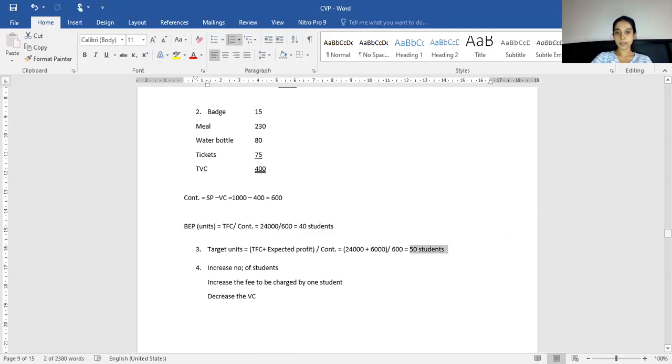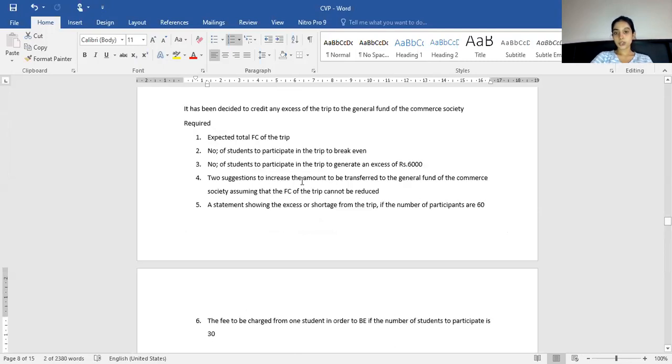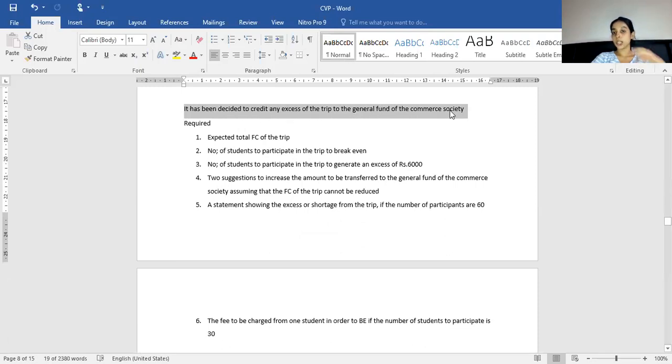Okay. And then two suggestions to increase the amount to be transferred to the general fund of the Commerce Society, assuming that the fixed cost of the trip cannot be reduced. They have given a special note here. It has been decided to credit any excess of the trip to the general fund of the Commerce Society. So any profits, they are crediting it to the fund. So under the fourth requirement, we have to make some suggestions to increase this transfer, increase the profit, assuming that fixed cost cannot be changed.